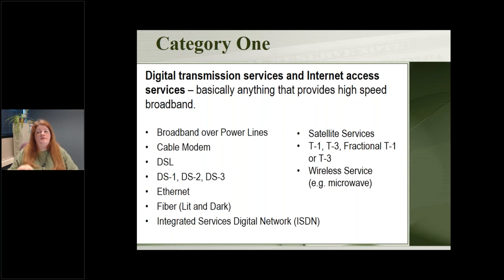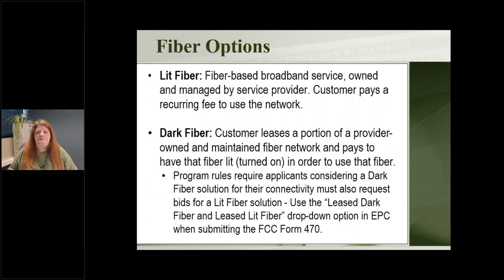And category one is basically anything that can get high-speed broadband internet to your library. And this is not an exhaustive list of things. This is just some of the most common ones. Cable modem, DSL, fiber, satellite, wireless service. Now, in this case, wireless means wirelessly getting the internet to the library, not the fact that you have Wi-Fi within the library. That's something separate. So this is how you get your internet to your building in the first place.